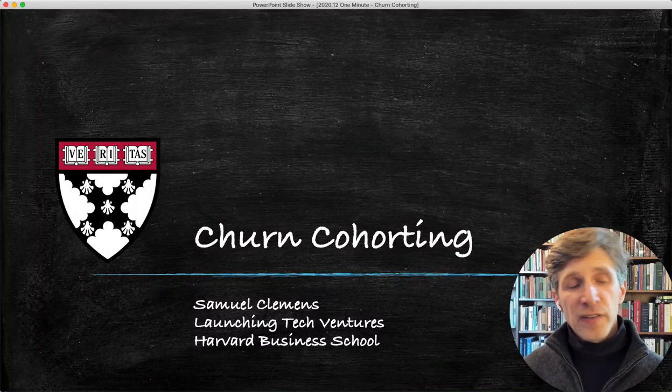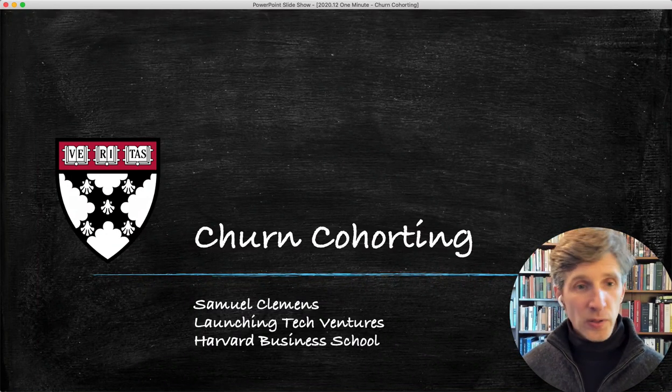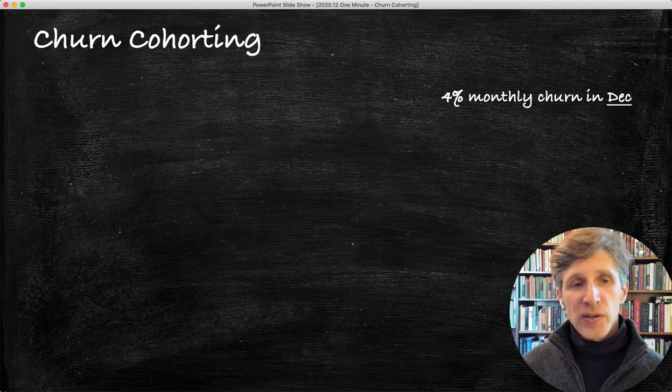Hi, here's a video on churn cohorting, what it is, how to do it, and why it matters. Let's say our startup has a 4% monthly churn rate in December, and we want to know, are we doing the right things to improve that?